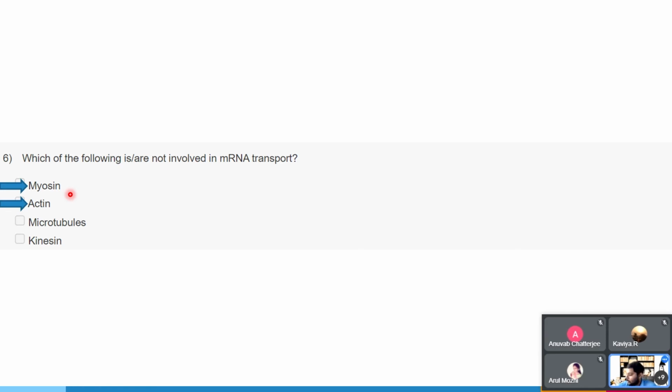Mohan, Kavya also is right. It aids in muscle movement. Exactly, muscle contraction, it is correct.